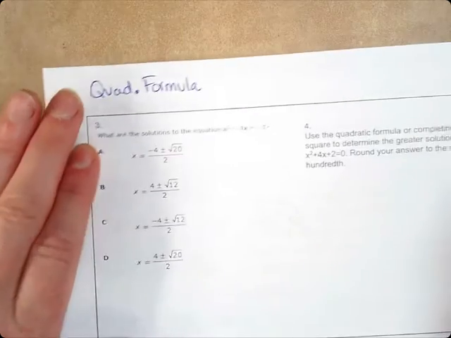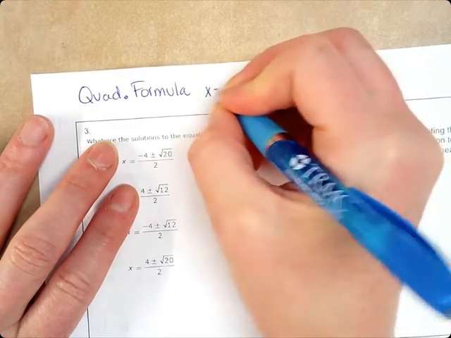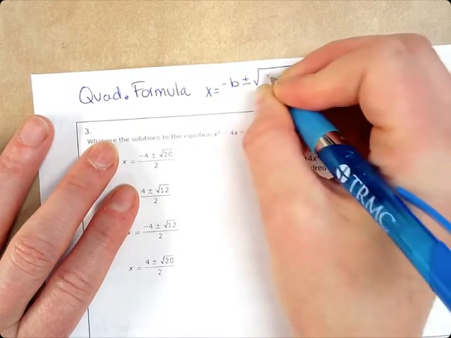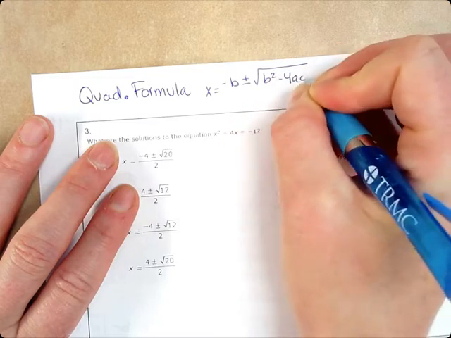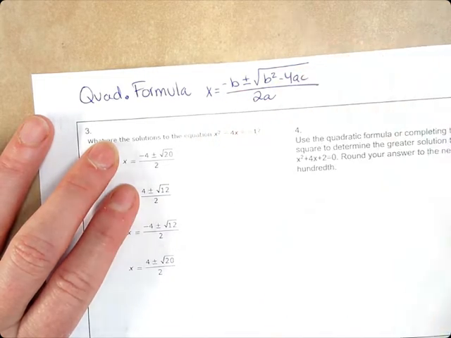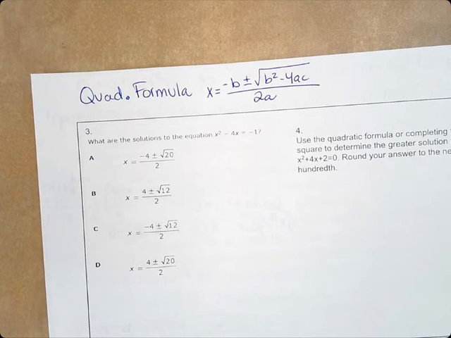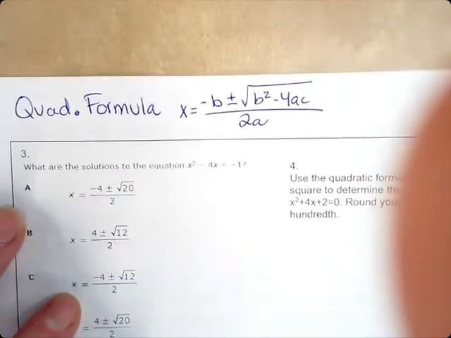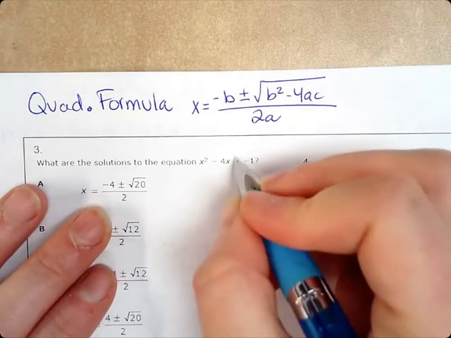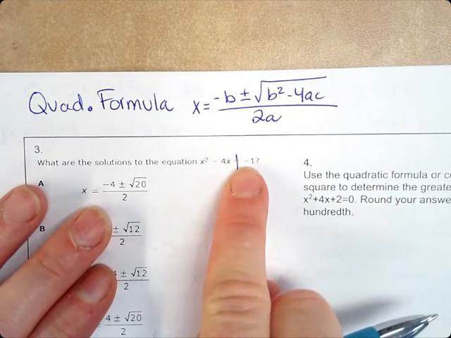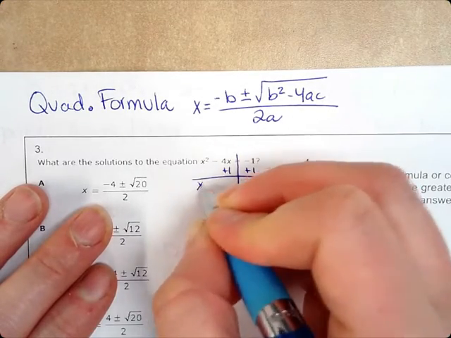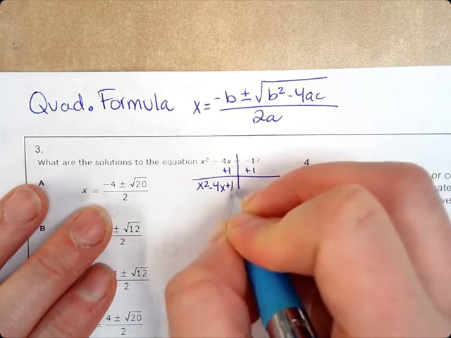So go ahead and write quadratic formula up here. And it's x equals negative b plus or minus the square root of b squared minus 4ac all over 2a. So we need to have it in standard form. So right now it's not. So we need to move this 1 to the other side. So we put plus 1. And it's x squared minus 4x plus 1 equals 0.